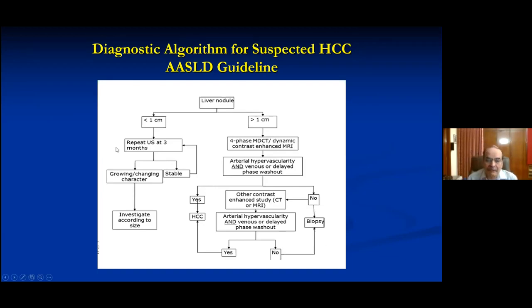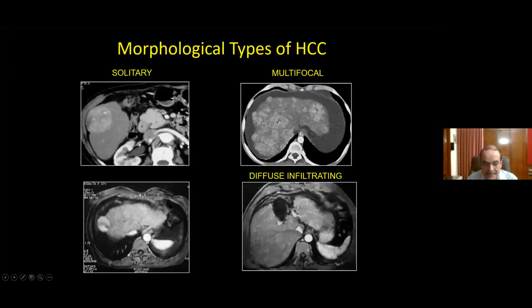So these are the different morphological appearances. This is an arterial enhancing solitary focal lesion in the liver. These are multifocal arterial enhancing lesions. And this is the least common variety, which is a diffusely infiltrating HCC, which can be very, very difficult to diagnose on imaging.